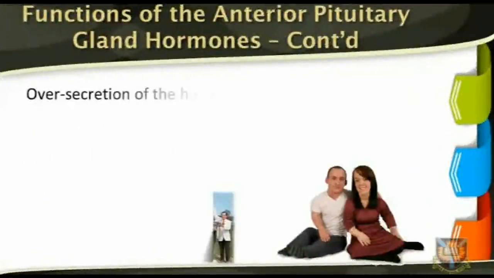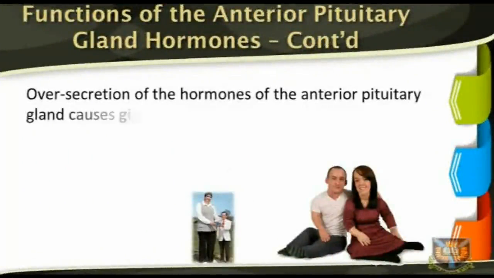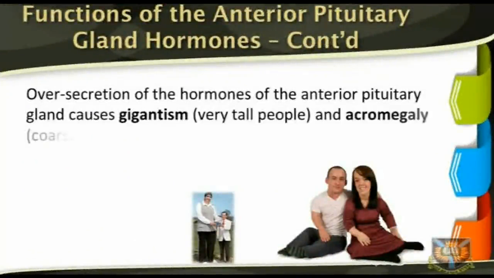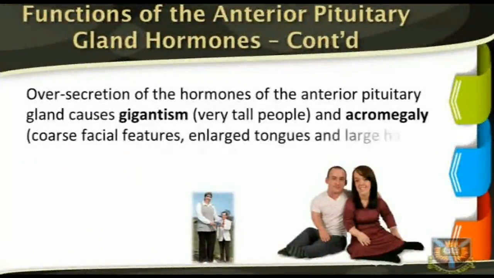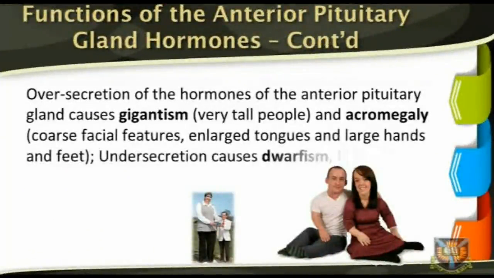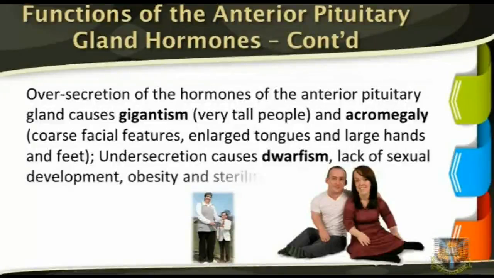Oversecretion of the hormones of the anterior pituitary gland causes gigantism, that is, very tall people, and acromegaly: coarse facial features, enlarged tongue, and large hands and feet. Undersecretion causes dwarfism, lack of sexual development, obesity, and sterility.